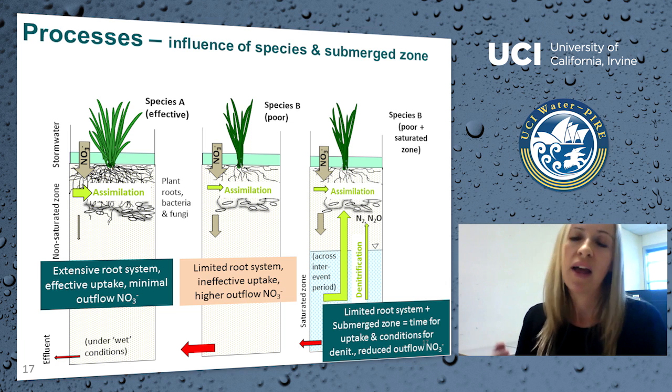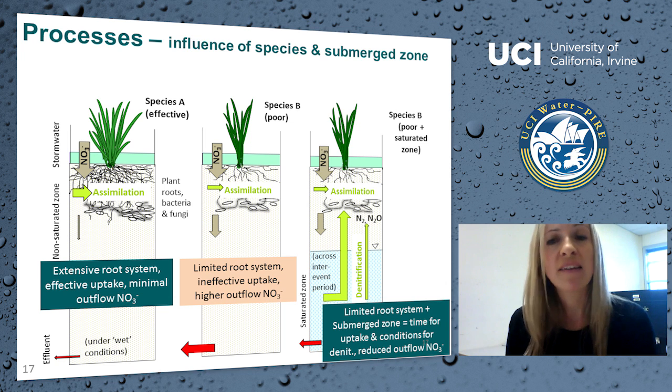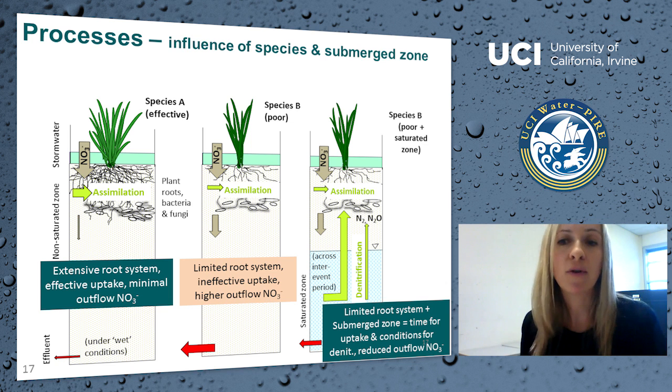And then the final diagram shows that poor plant species, but then coupled with a submerged zone. So the submerged zone is then able to provide retention between events, allowing more time for uptake by the plant and also providing the conditions for denitrification to occur. So that results in better performance and reduced concentrations of nitrate in the outflow.